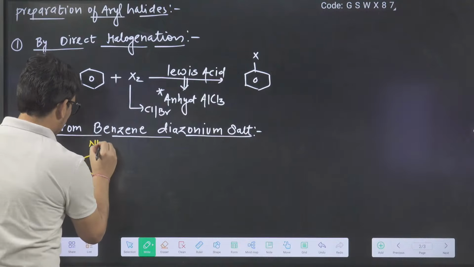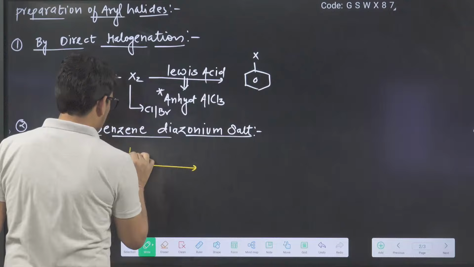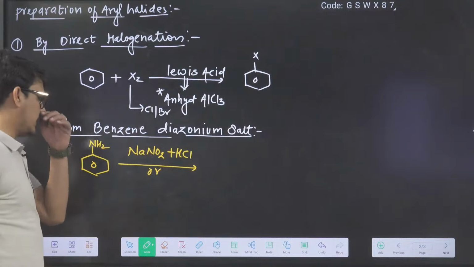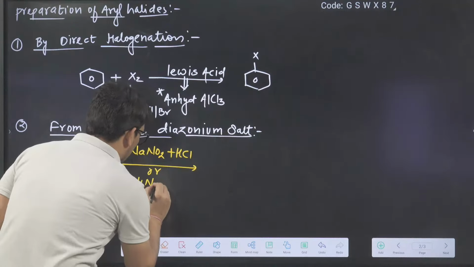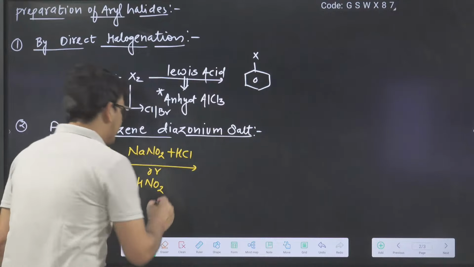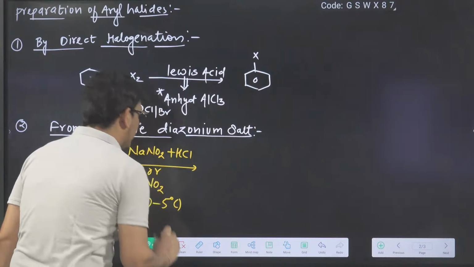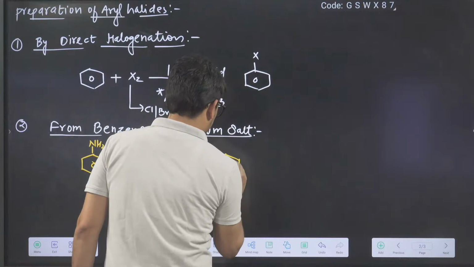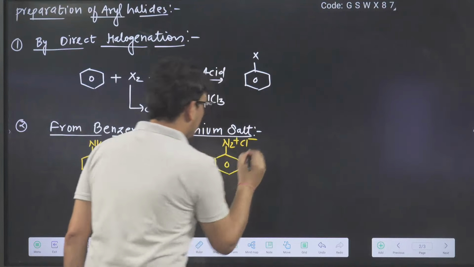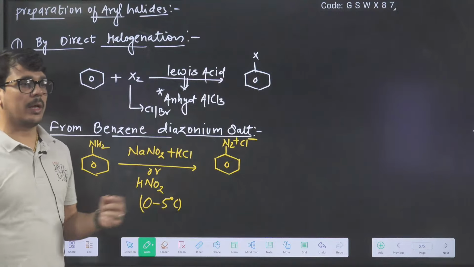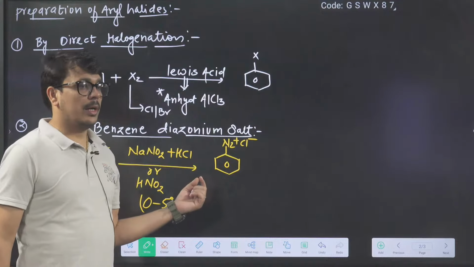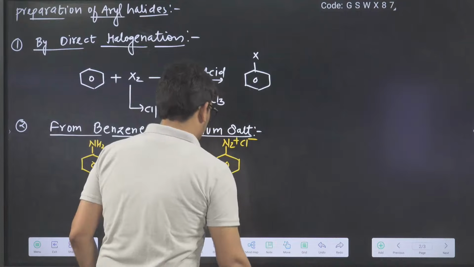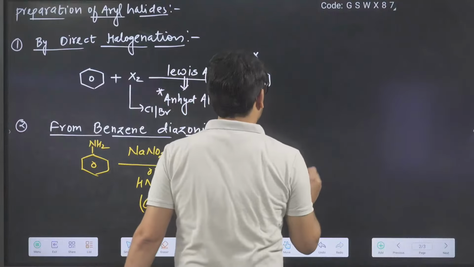means aniline, reacts with NaNO2 plus HCl, or nitrous acid, and the temperature range should be 0 to 5 degrees Celsius. Now they will convert into benzene diazonium chloride, and this is now used for the preparation of a lot of compounds. Directly I am writing here.